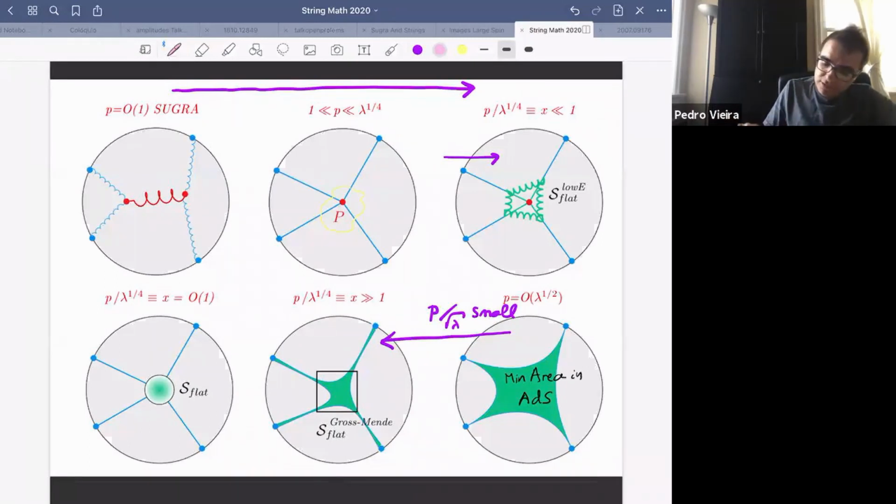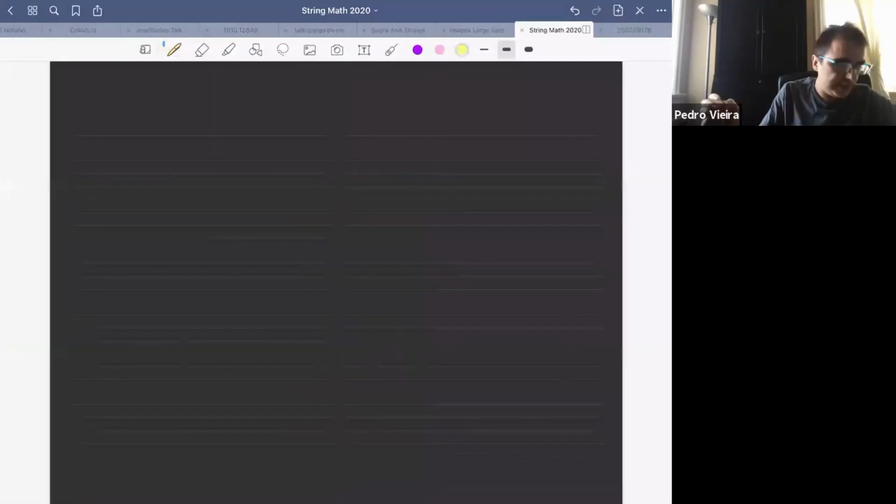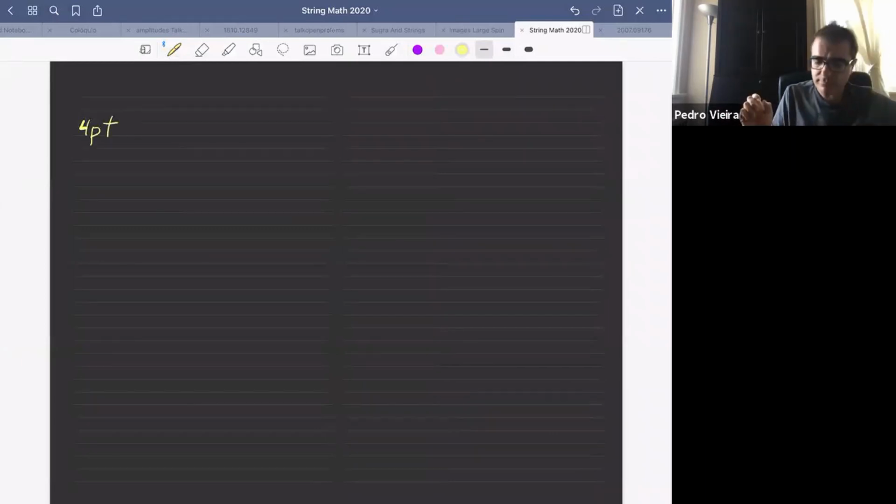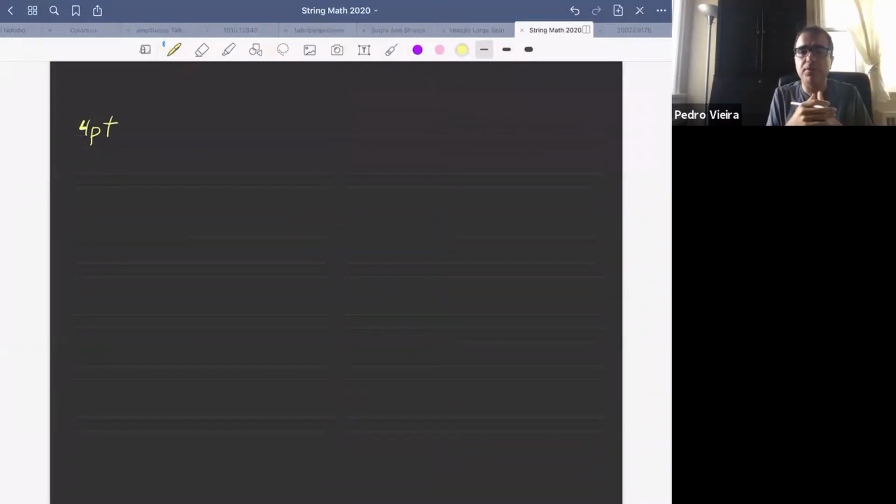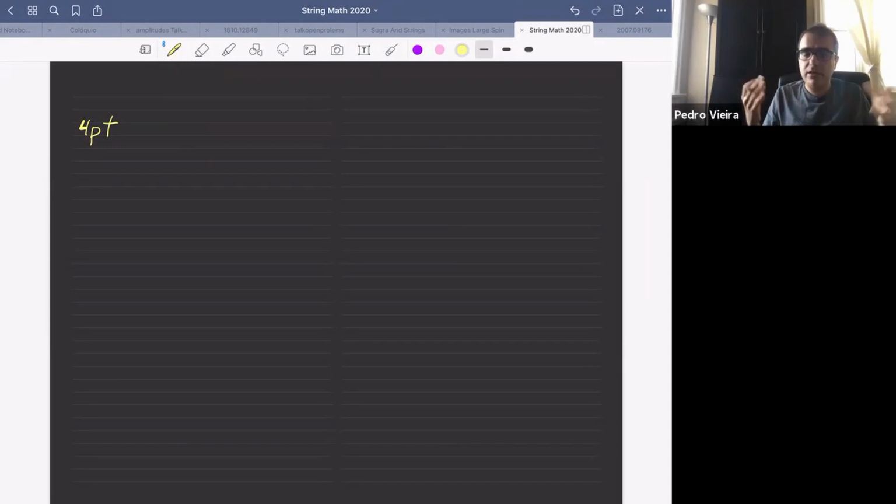Okay, so let's do that. The idea now is we start with our 4-point function, and we will take the results that people over the past years have been computing. People have been studying using bootstrap techniques and developing further supergravity techniques using Mellin space. There is now data. There are 4-point functions.